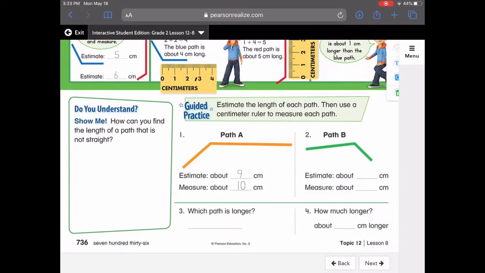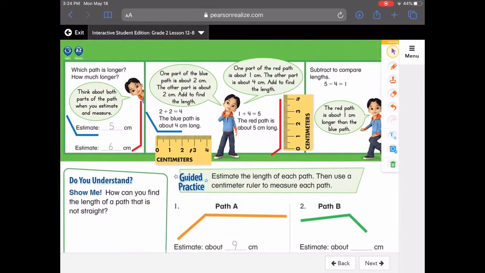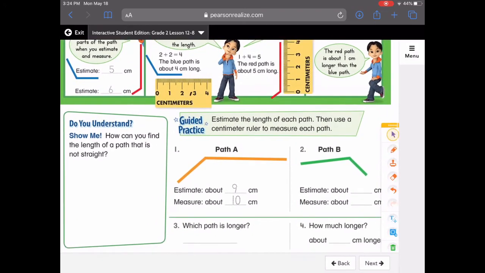So how can you find the length of a path that is not straight? What would you do if you're not measuring a straight line, you're measuring something with a bend? Well, you would first measure one section of it. Let's look at path A. First, you would measure one section here, then you would measure the other section here, and add the two sections together. And that's how you would measure something that's not a straight line.